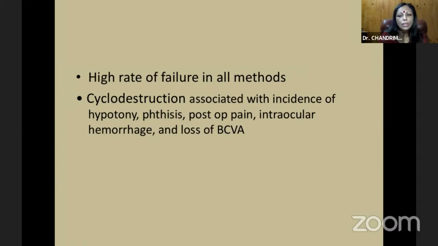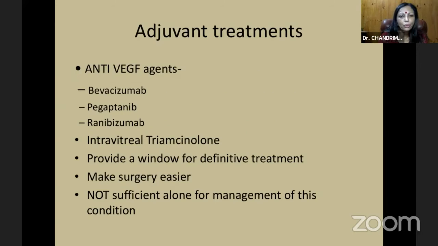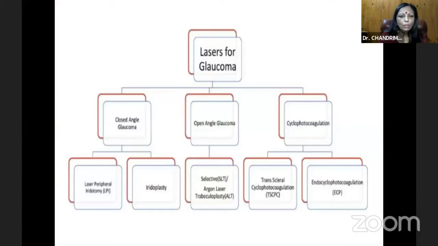Cyclodestruction is actually associated with incidence of hypotony, phthisis, postoperative pain, intraocular hemorrhage, and loss of best-corrected visual acuity. Adjuvant treatments are anti-VEGF, all the anti-VEGFs that are available, and the intravitreal triamcinolone provide a window for definitive treatment and make surgery easier, not sufficient alone for management of this condition.